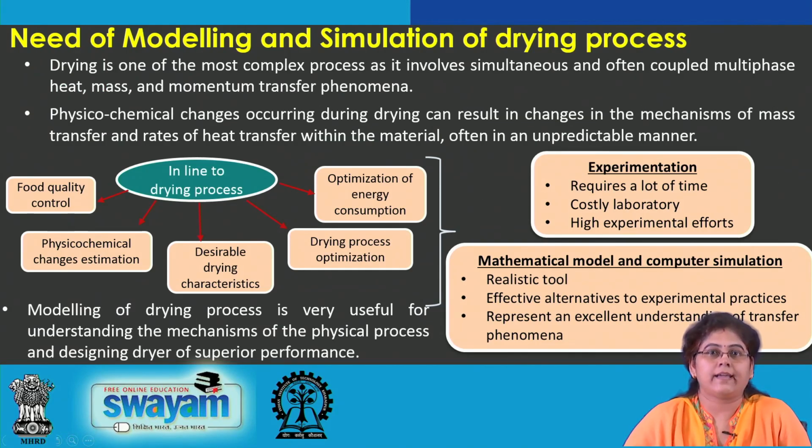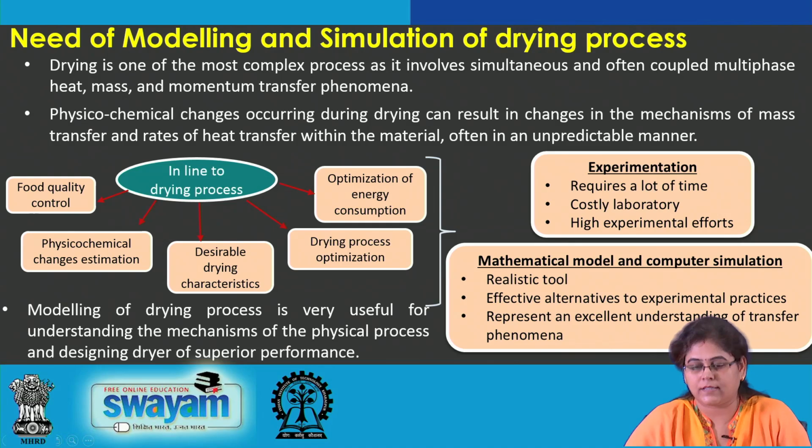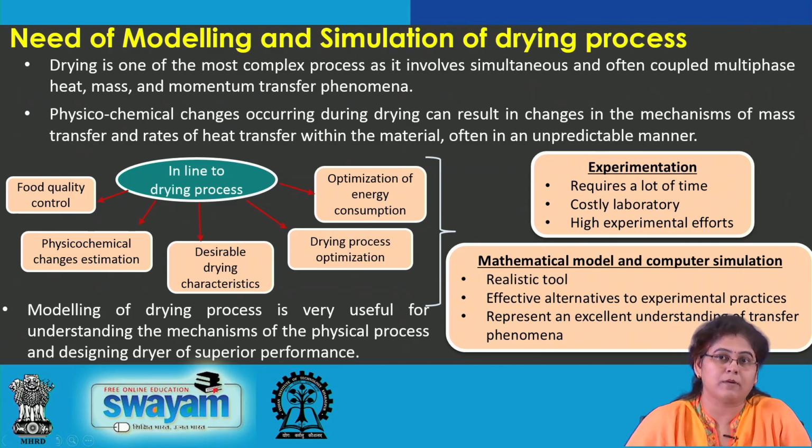Now, coming to the need for modeling and simulation of the drying process, we know that drying is one of the most energy intensive operations in the food processing industry, and at the same time it is a complex phenomenon that involves simultaneous and often coupled multi-phase heat, mass and momentum transfer. During drying, physico-chemical changes occur in the food matrix, and these changes can affect the quality of the dried product hugely. These changes occur due to the mechanism of mass transfer and rates of heat transfer within the food material, often in an unpredictable manner.